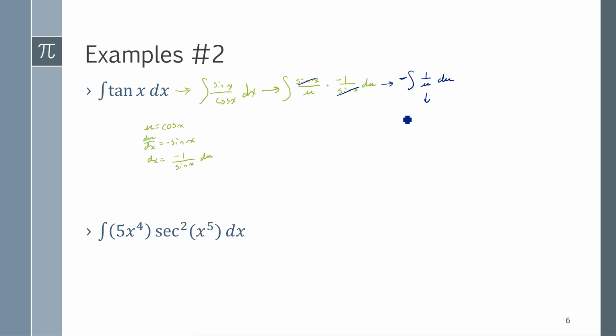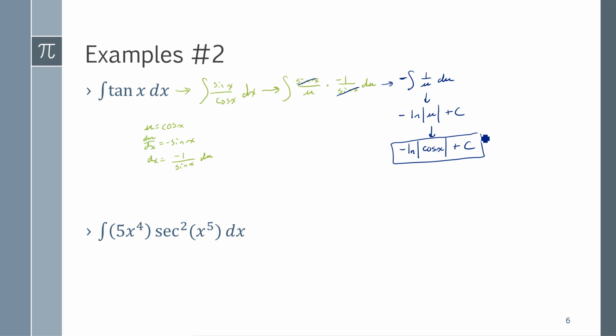I can evaluate that. So I have the negative antiderivative of 1 over u, which is the natural log. I need to guarantee that u is positive because nothing has told me that u is positive. So I do need my absolute values to force it so that I'm able to take the natural log of u, and then plus c. And then I'm asked for it in terms of x. So it's the negative natural log of the absolute value of the cosine of x plus c.